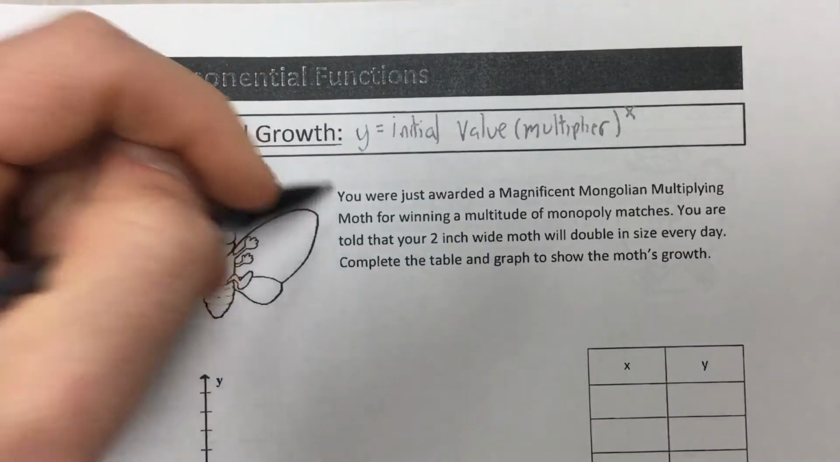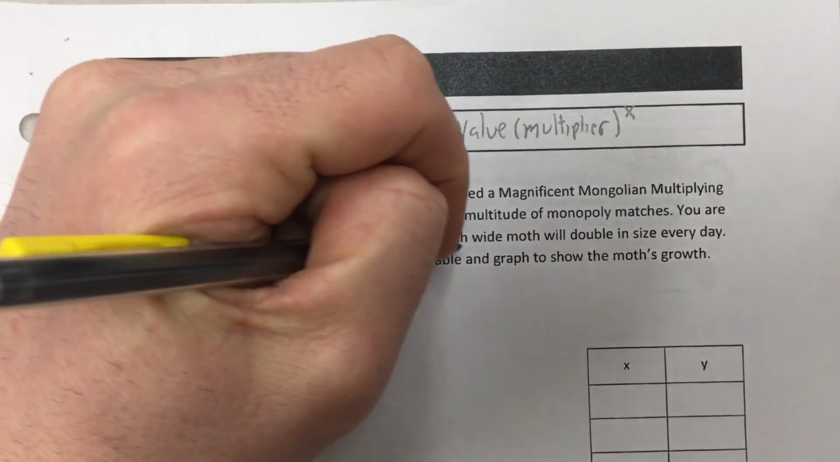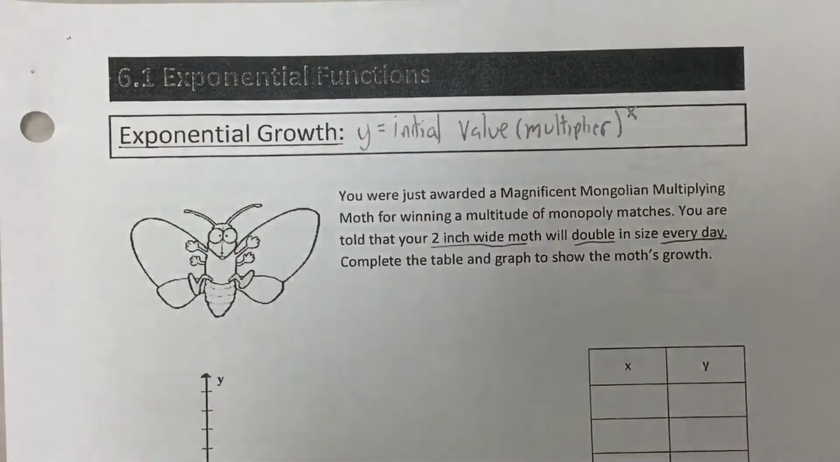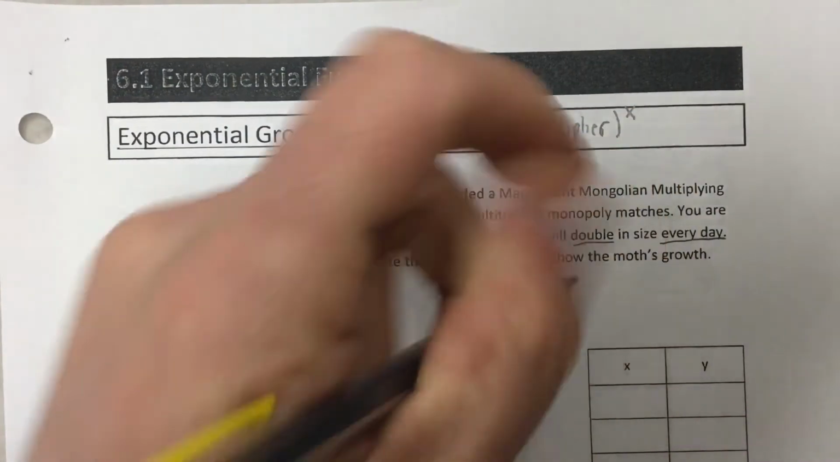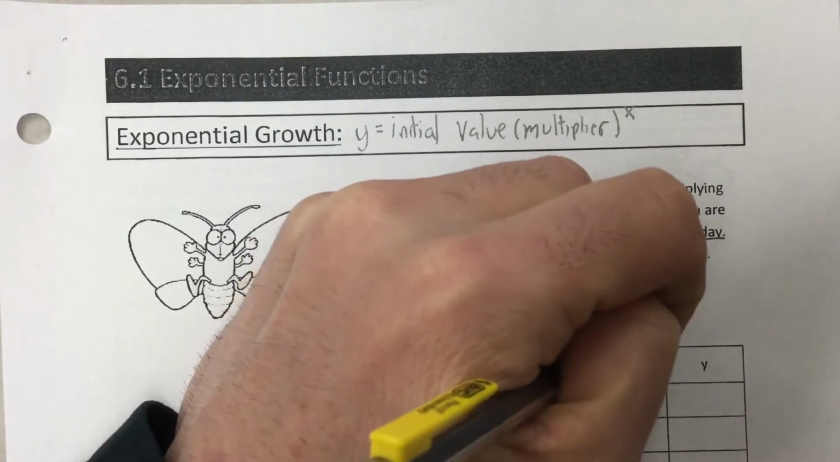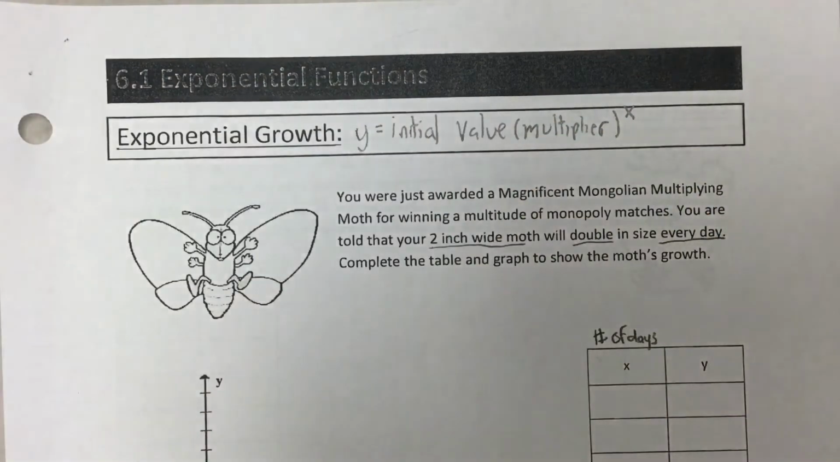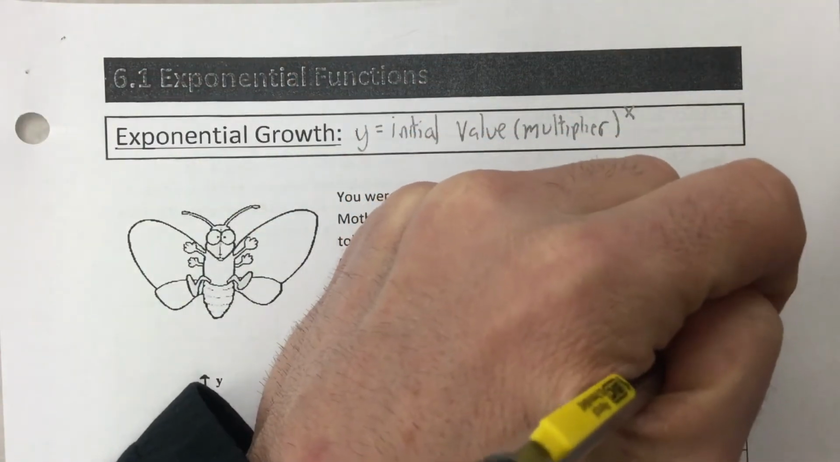The question says you were rewarded a magnificent Mongolian multiplying moth for winning a multitude of Monopoly matches. You are told that your 2-inch wide moth will double in size every day. Complete the table and graph to show your moth's growth. So since it's doubling every day, x is the number of days, and y is going to be our width in inches.